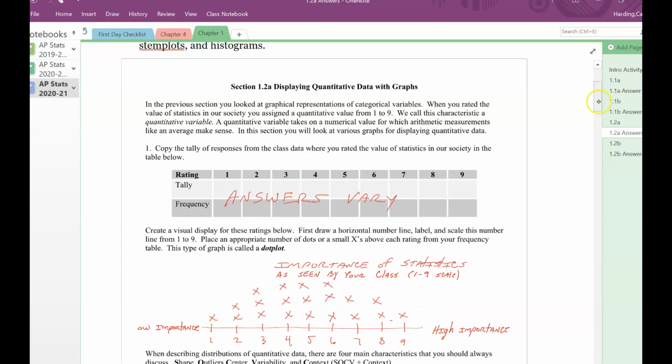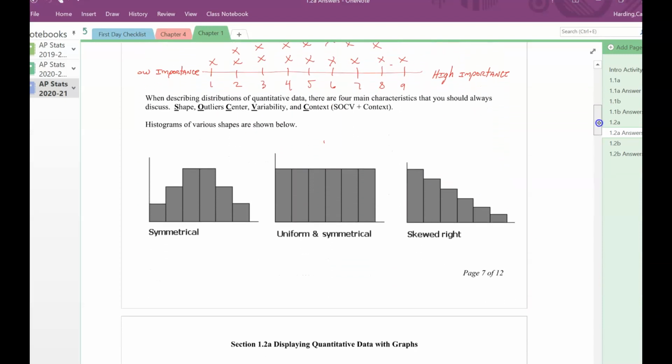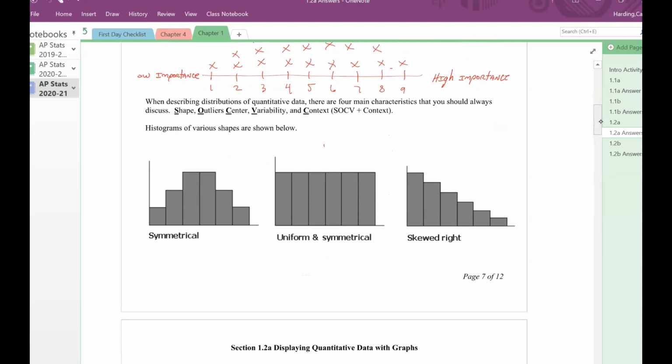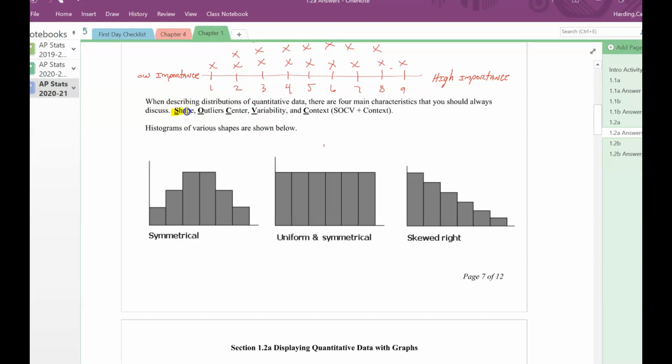So if you look at the bottom, we've got some pictures of histograms here. And there's different ways that you can describe these histograms, but there are some important parts that you should always include in a description of a distribution. And it says right here, shape, outliers, center, variability, and context should always be included. What we're going to start with is the shape.